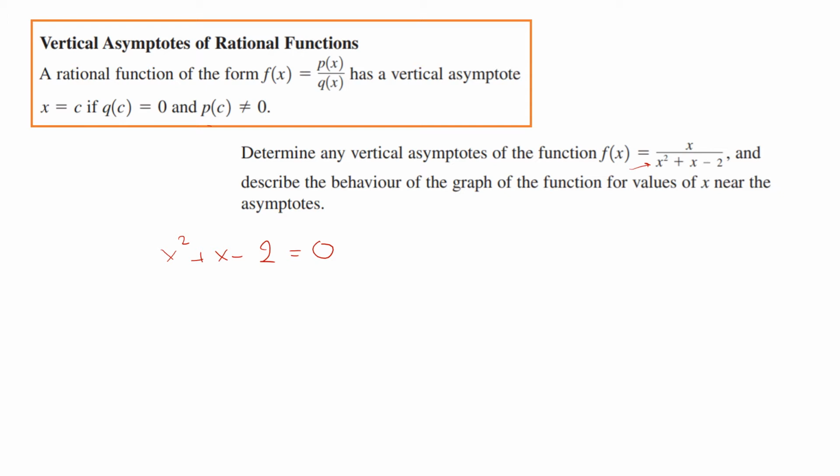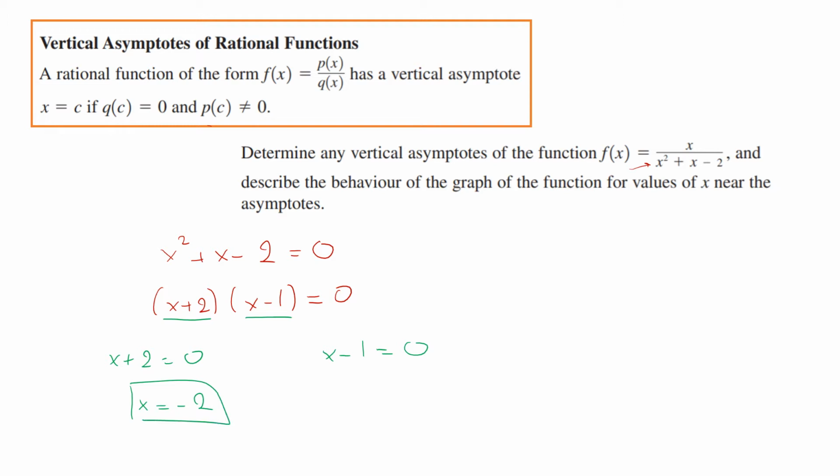If I simplify this, I'm going to get (x plus 2)(x minus 1) equaling 0. Now that I have my two parts, I'm going to separate them into x plus 2 equaling 0, as well as x minus 1 equaling 0. Sending that 2 to the other side as negative gives me x equals negative 2, and sending that 1 gives me x equals positive 1.